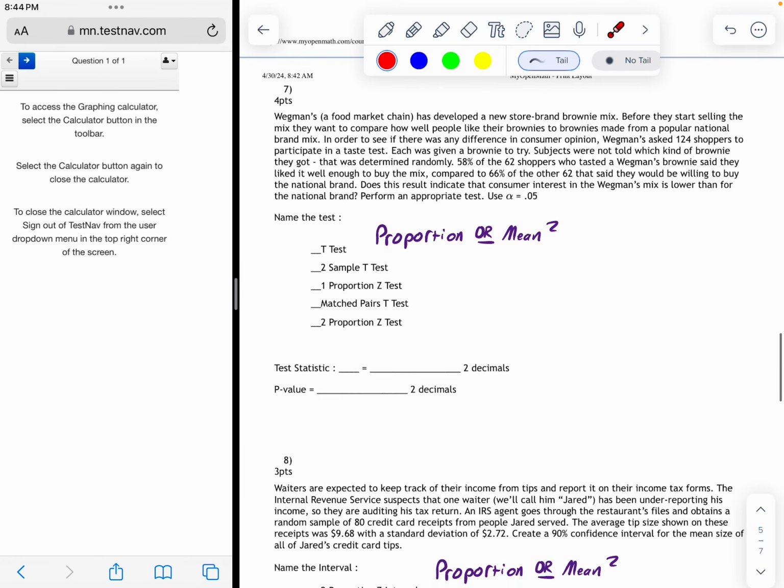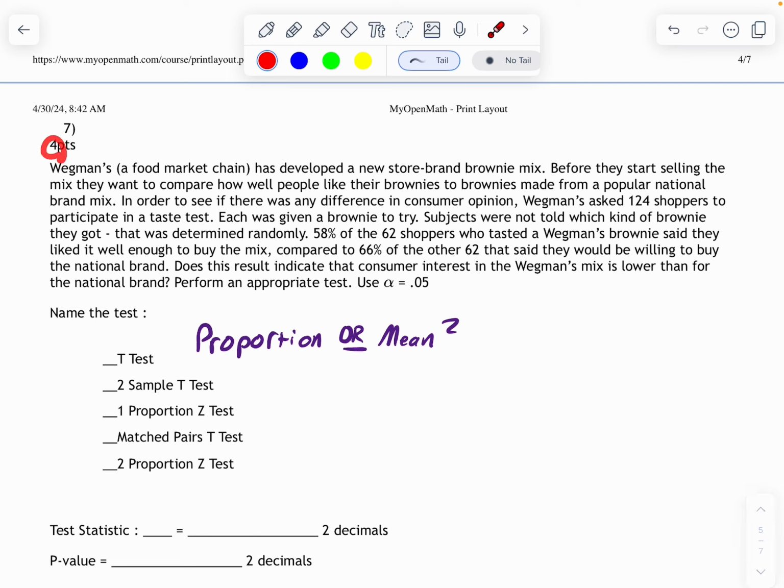Number 7. Wegmans, a food market chain, developed a new store brand brownie mix. Before they started selling them, they wanted to compare how well people like their brownies to the brownies made from a popular national brand. In order to see if there was a difference in opinion, Wegmans asked 124 shoppers to participate in a taste test.